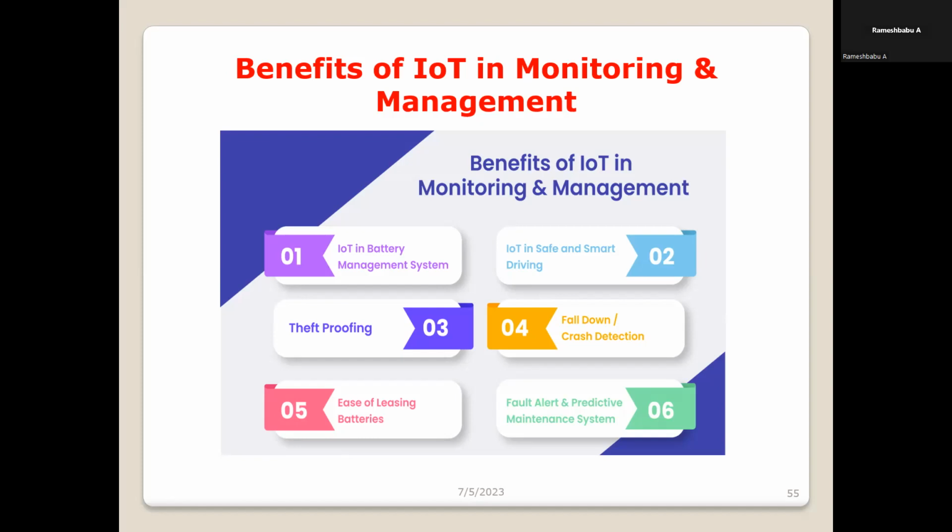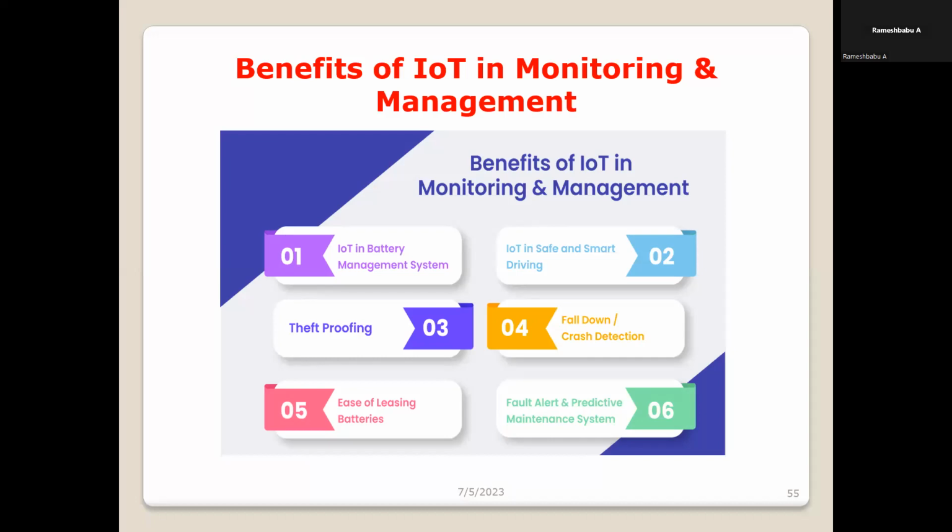Next, fall down and crash detection. Most IoT devices have built-in accelerometers, so they can monitor the acceleration and the angle of the vehicle. Mainly, a sudden change in the acceleration or angle of the vehicle can be detected easily by IoT, and it notifies the owner about the fall down or crash. This can also be very useful to inform about severe accidents. Immediately it will inform the owners. So IoT plays a vital role in fall down and crash detection.